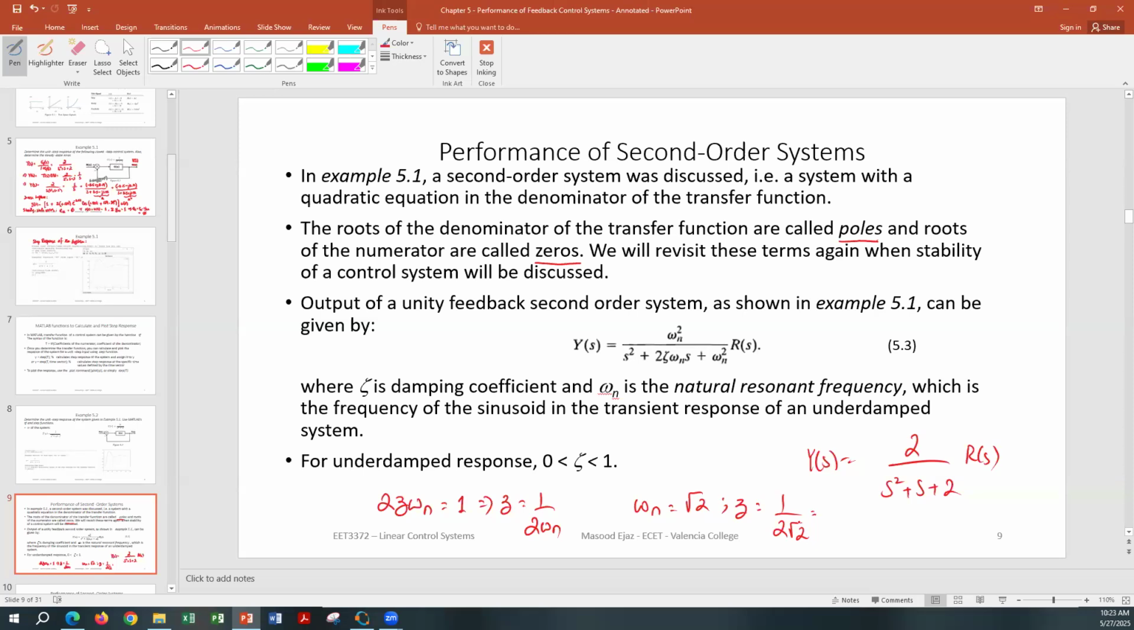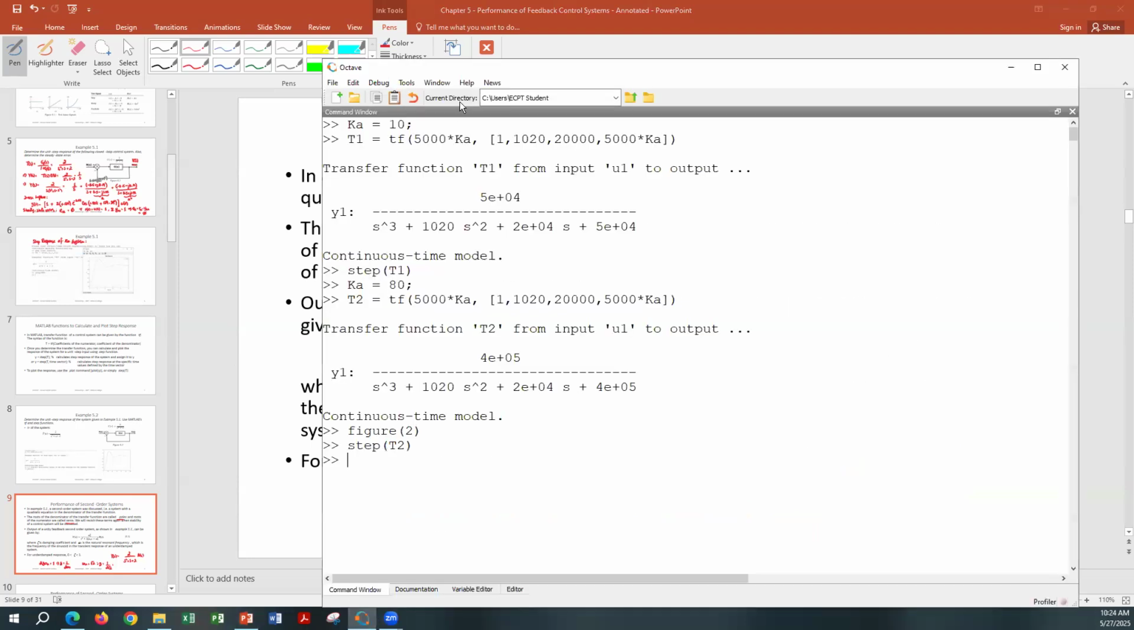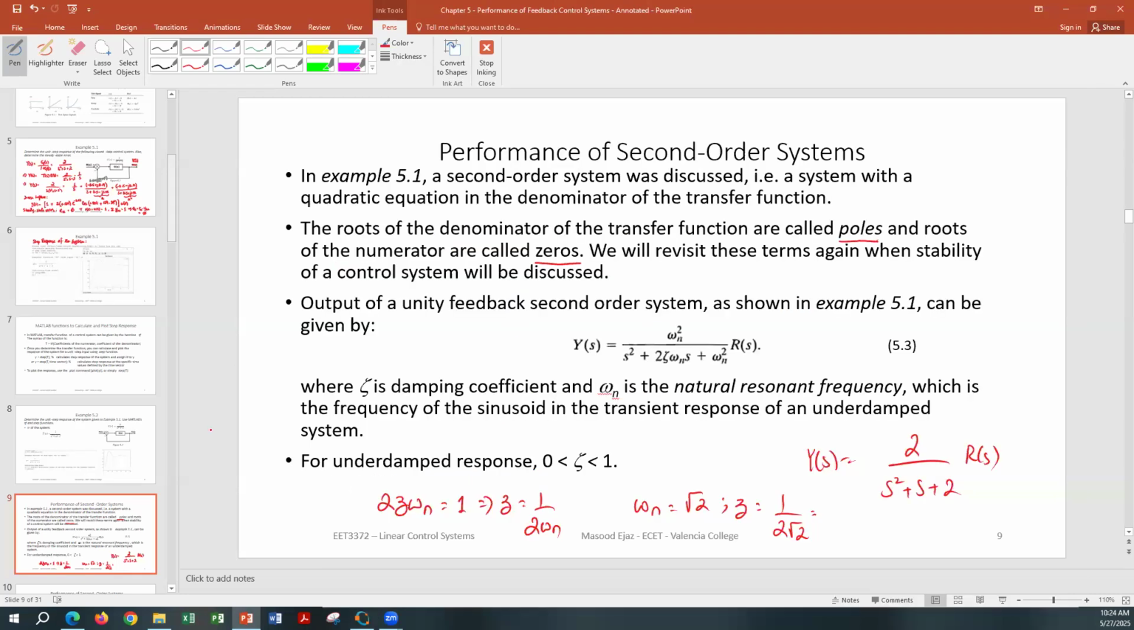And if zeta goes beyond 1, then it's going to be an overdamped system. So for underdamped response, we always want the value of zeta to be between 0 and 1. And that is going to give you an oscillatory response with a peak value, and then it's going to settle down to a steady state value. And definitely this is less than 1. So zeta is 0.3536.